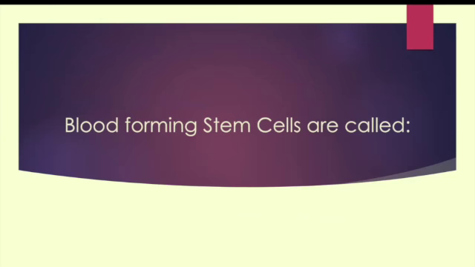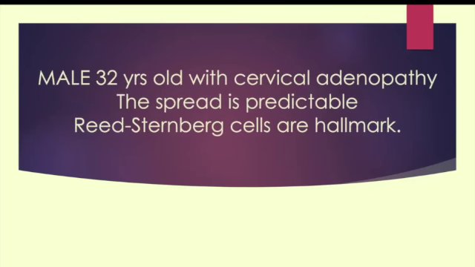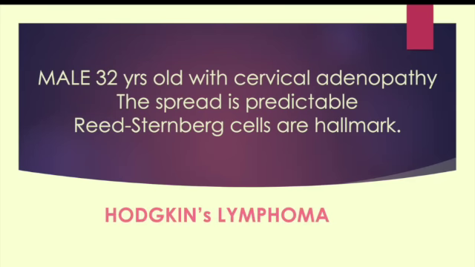Other questions are like, blood-forming stem cells are called. We have this one already. Male, 32 years old with cervical adenopathy. I think we just had this one. The spread is predictable, and Reed-Sternberg cells are the hallmark. So remember Reed-Sternberg, and that is our Hodgkin's lymphoma.